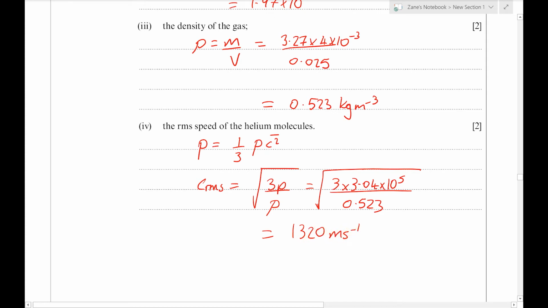And that's a sensible answer. Most gas molecules have RMS speeds of around a few hundred meters per second at normal pressures and temperatures, but helium and hydrogen, being lighter molecules, tend to have higher RMS speeds, so this makes sense.